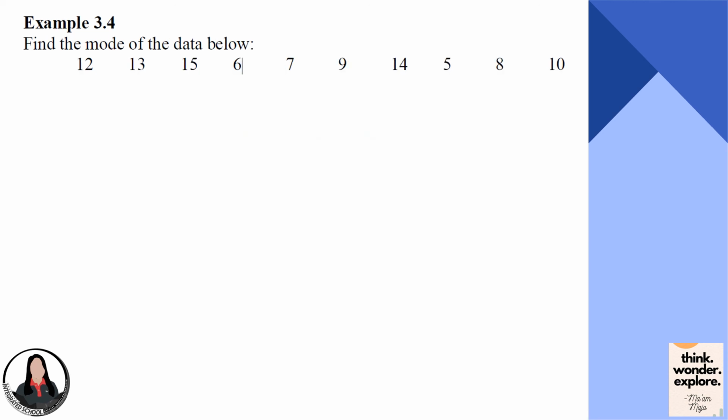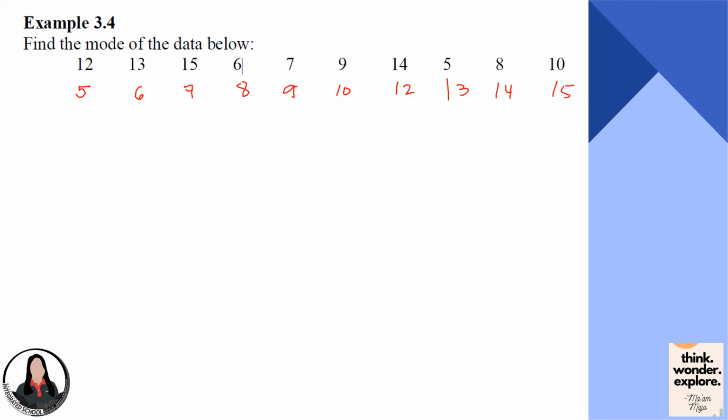For example 3.4, I want you to find the mode of the data below. Okay? So we have 10 scores again. And lista natin siya again sa ascending order. Again, hindi po ito required na ascending ha. Dapat lang meron kayong order. It depends on you. So, we have 5 and then 6, 7, 8, 9, 10, 12, 13, 14, and 15.